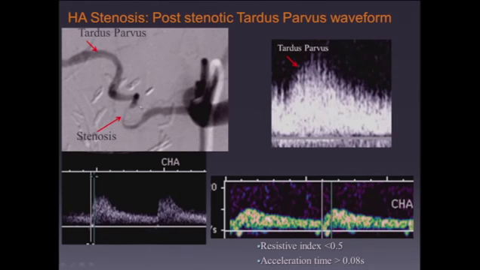And in this patient, this waveform was obtained at this point here, marked by this small red arrow. The stenosis is shown by this narrowed area here more proximally, but the Tardus Parvus waveform is seen distal to the point of stenosis.